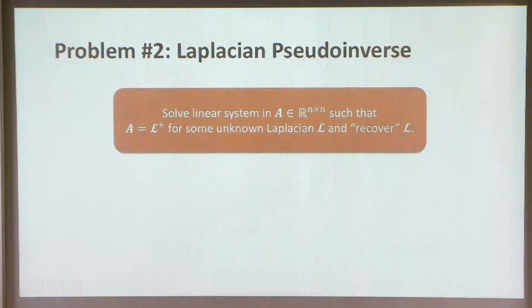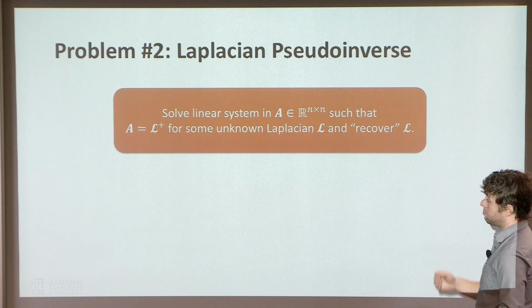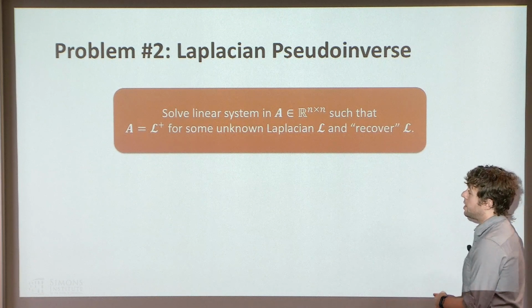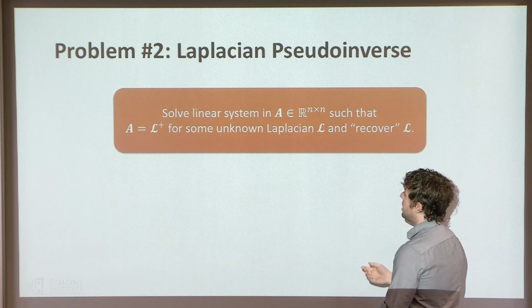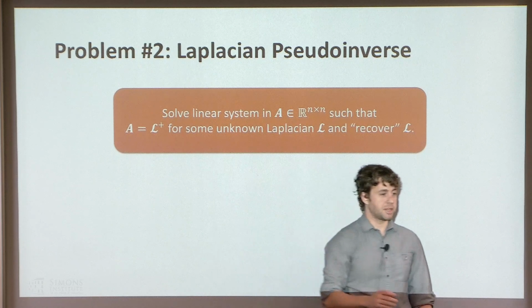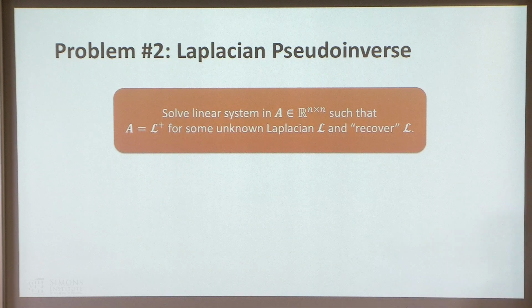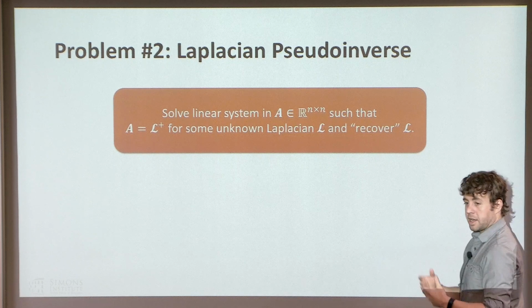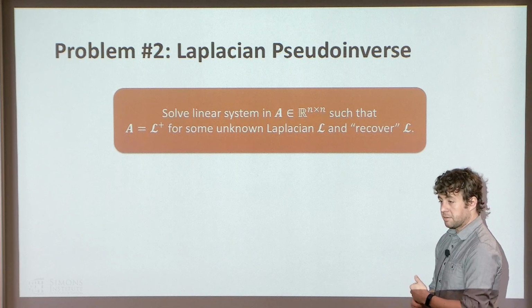All right. Another class of linear systems you might want to solve. You can imagine, suppose I'm given a matrix A. I want to solve a linear system in it. And suppose this matrix A, I'm promised, is the pseudo-inverse of some Laplacian. So it's the matrix you get by inverting all the eigenvalues except for the zero eigenvalue. All right? So suppose I'm given this pseudo-inverse of a Laplacian, and I want to solve a linear system in it, and then ideally also recover the Laplacian.